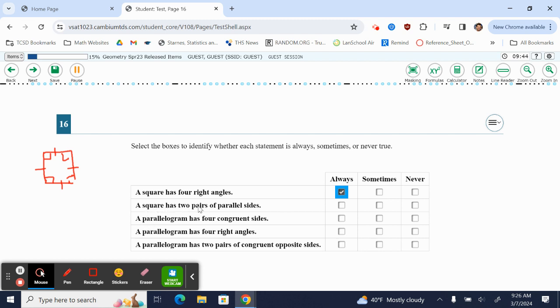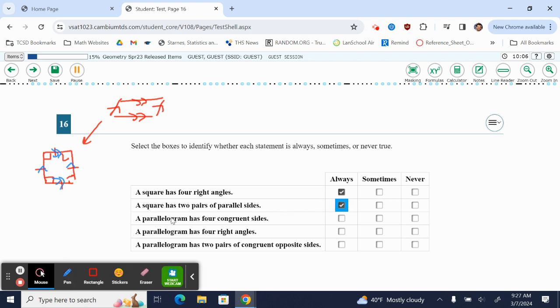Next, a square has 2 pairs of parallel sides. Well, a square is an example of a parallelogram. A parallelogram, by definition, has 2 pairs of opposite sides parallel. So something like this. So the same thing is true for a square as well, right? These 2 sides are parallel, they'll never touch, and so are these 2 sides. So that is always true.